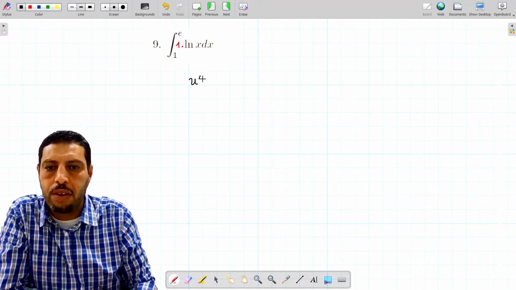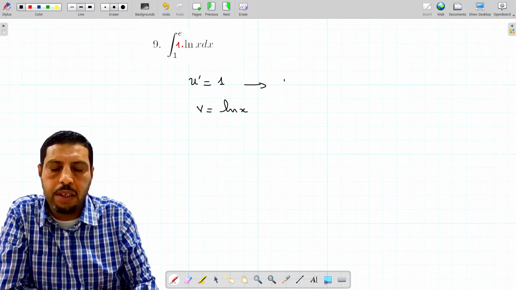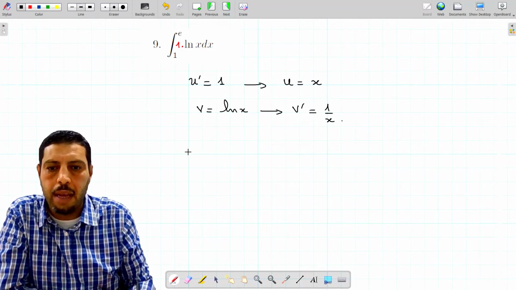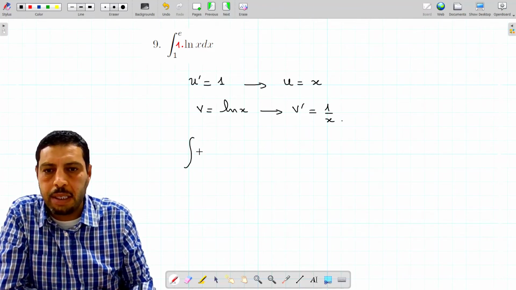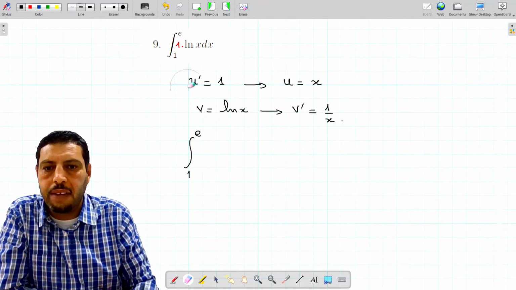Okay? So let's compute this integral by integration by parts. So let's take u prime equals 1 and v equals ln of x. So if u prime is equal to 1, u is equal to x. And if v is ln of x, v prime is 1 over x. Okay? And you apply the integration by parts.